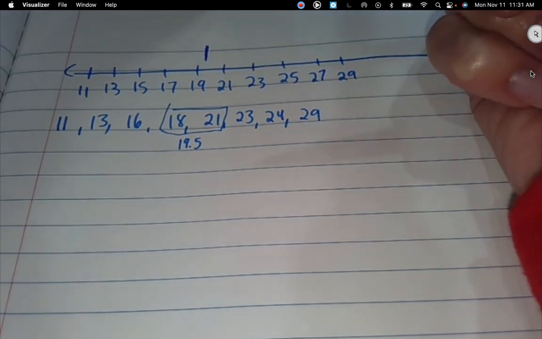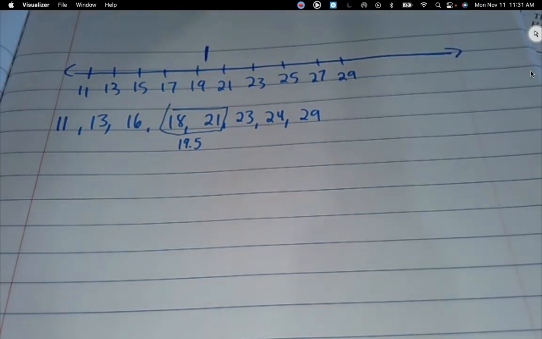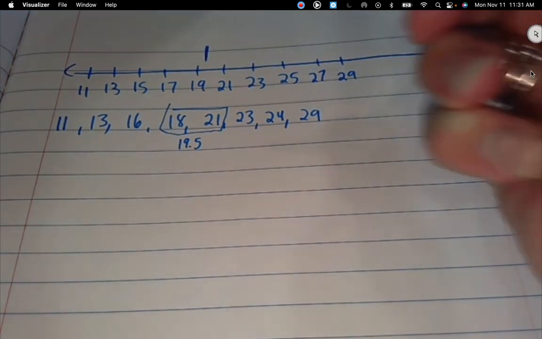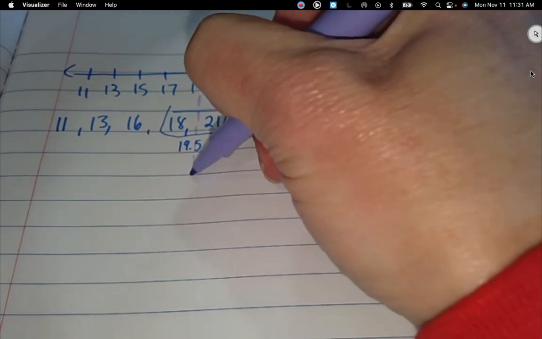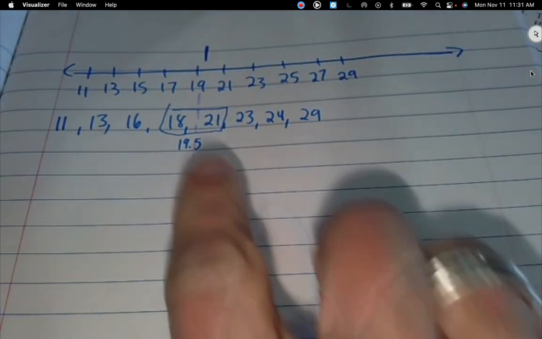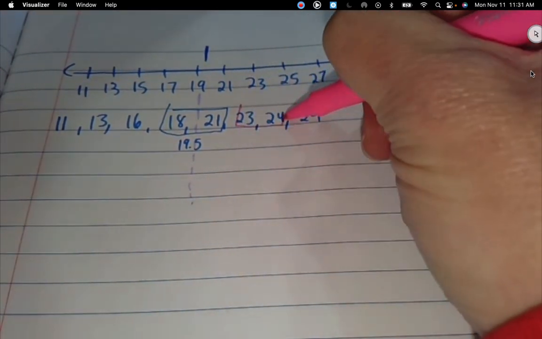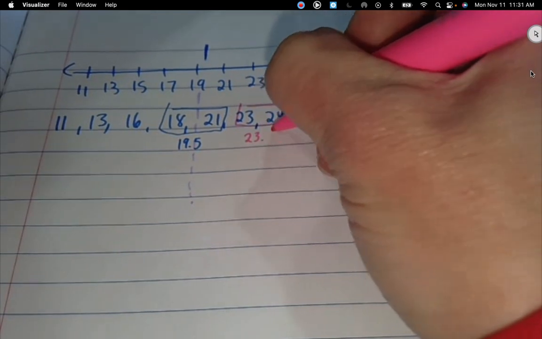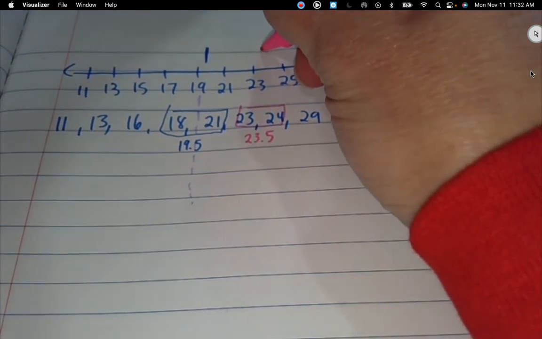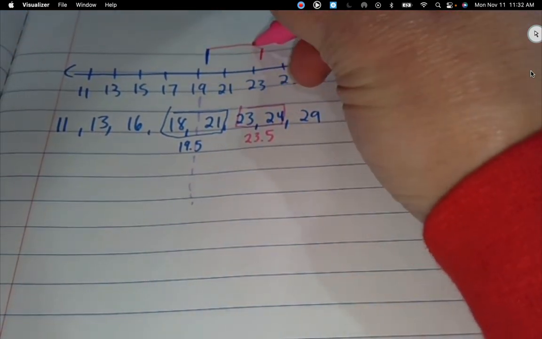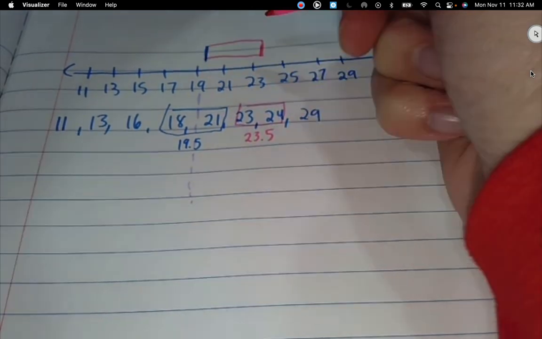So then what do you do for the others? You have to find the middle left. So what I'm going to do is, that was the first middle thing. Now let me split this in half. On the right side, what are my two middle numbers? So if I find the middle of these, that's 23.5. I'm going to say that's about right here. So that's that box. Is everybody okay with that?